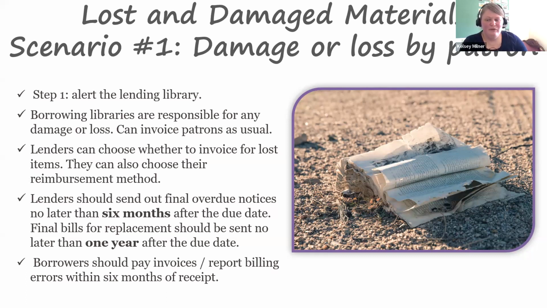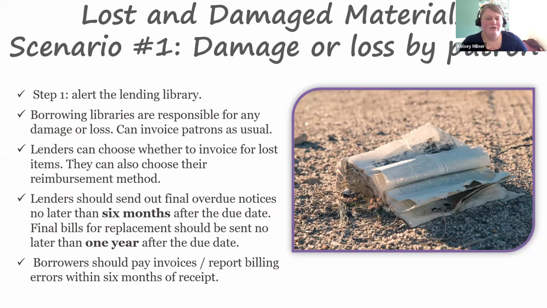And the code does have a few explicit things to say about invoicing. The borrowing library should pay invoices or notify the lending library of a billing error within 6 months. Final overdue notices for books should be sent out no later than 6 months after the final due date. And final bills for replacement of lost material should be sent out no later than 1 year after the final due date. So if you have a book that's lost or damaged, you shouldn't be sending out invoices 2 or 3 years after the fact.